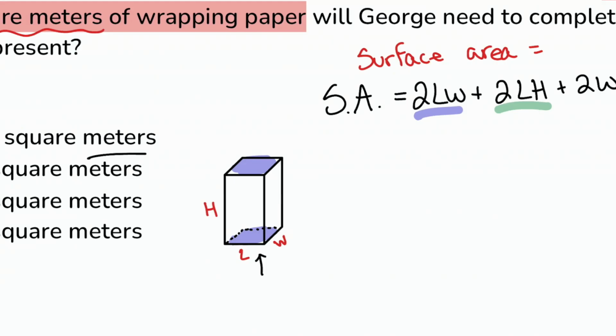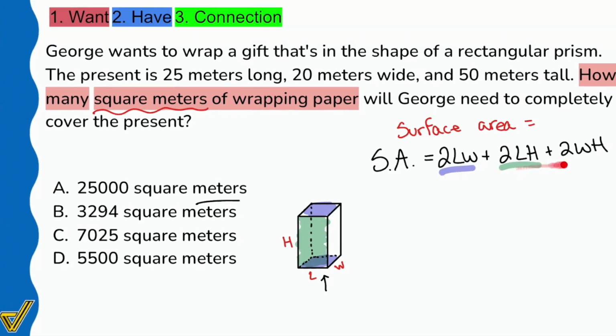The length times the height, that's going to be this front piece right here. And what else are we going to have? Well, guess what? When we take a look at the backside, the back of the prism, that's why we multiply by 2, because the front and the back face are the same area. So that's where this formula really comes from, my party people.